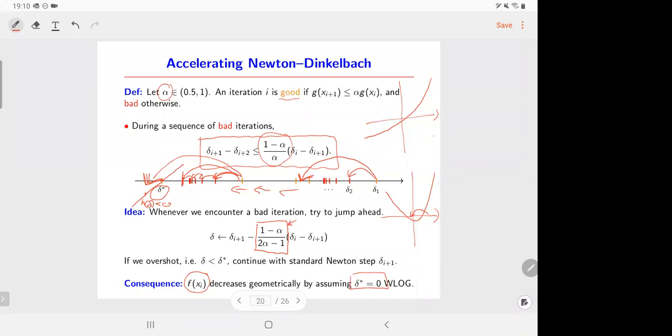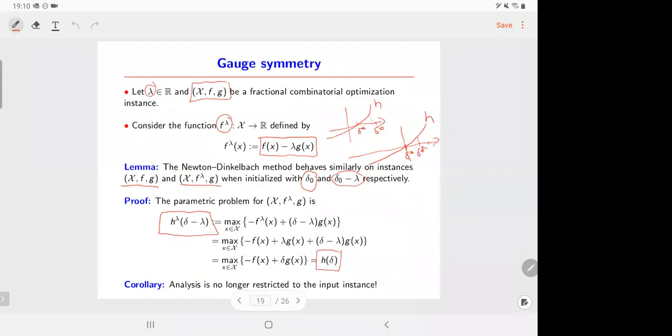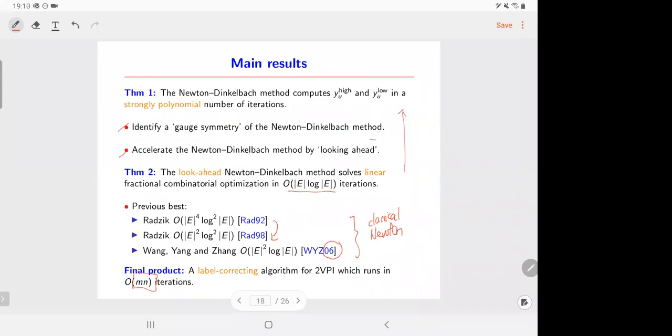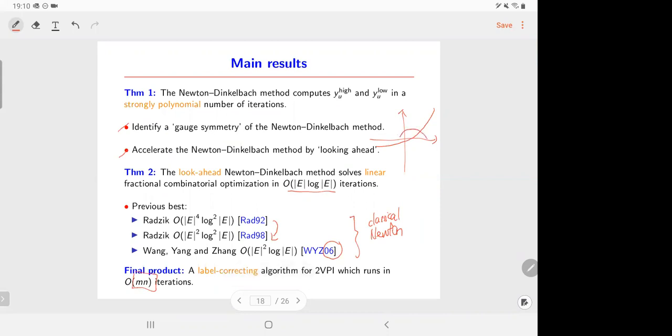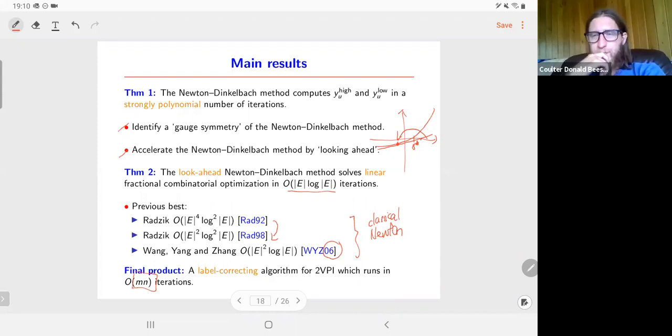So the thing about overshooting. Let me find a page with blank space. So suppose you overshot. This is delta star, and let's say you get here. Now, if you start Newton's method from here, then you will get back to the same direction. So it sends you back to the right-hand side of delta star. Okay. Yes.